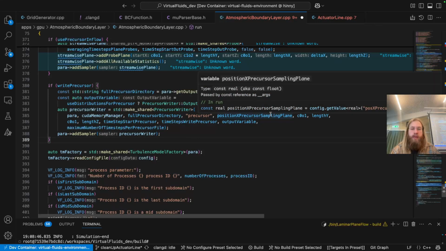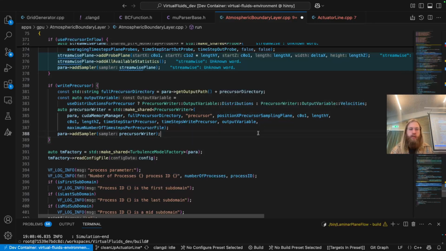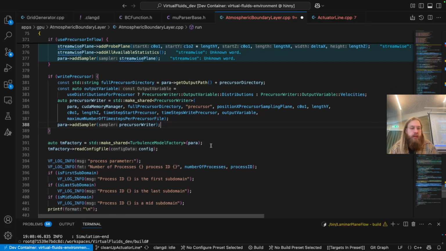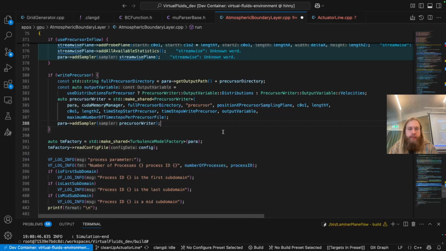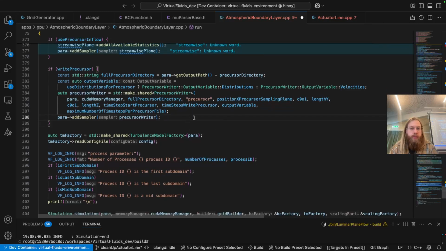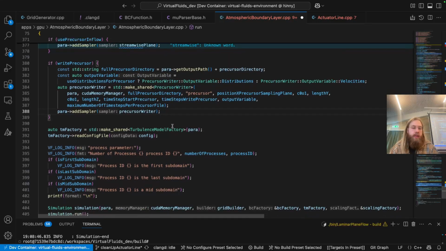And you just have to give it a plane. The precursor is kind of very limited in the way that it only works on the inflow plane, the YZ or the MX plane in virtual fluids language. So the normal inflow plane. You can't put any of the other sides as a precursor at the moment. So the precursor writer is also targeted exactly for that. I think it's kind of straightforward. It looks exactly like all the other probes.